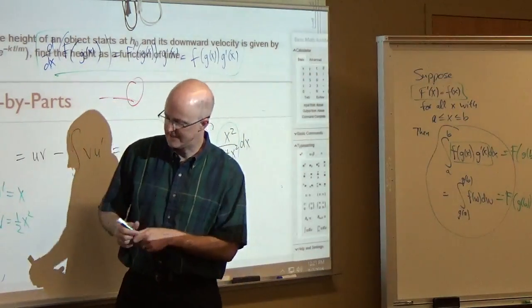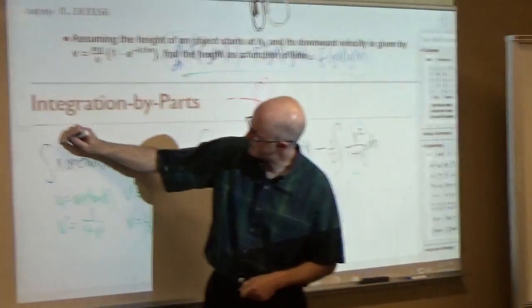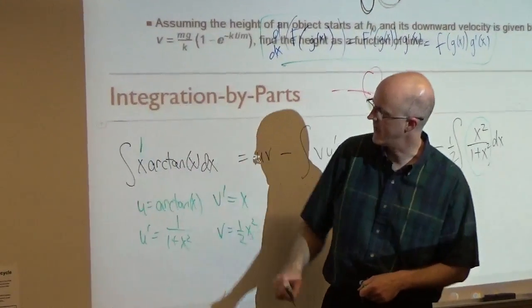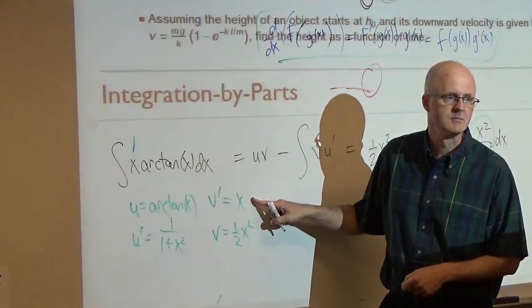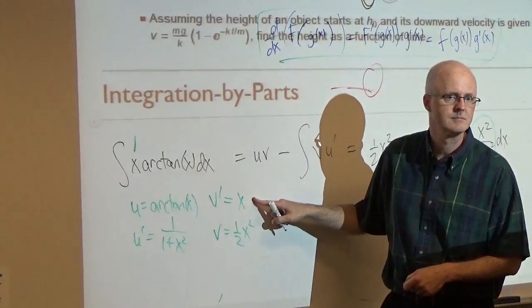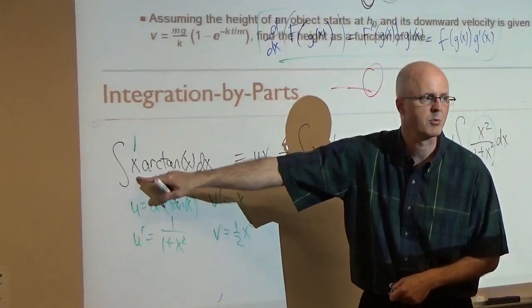You have a slightly simpler example. Your example in the homework, you have a 1 there instead of an x. You want to let v prime be 1 in your example. It's a 1 there instead of x for your problem.